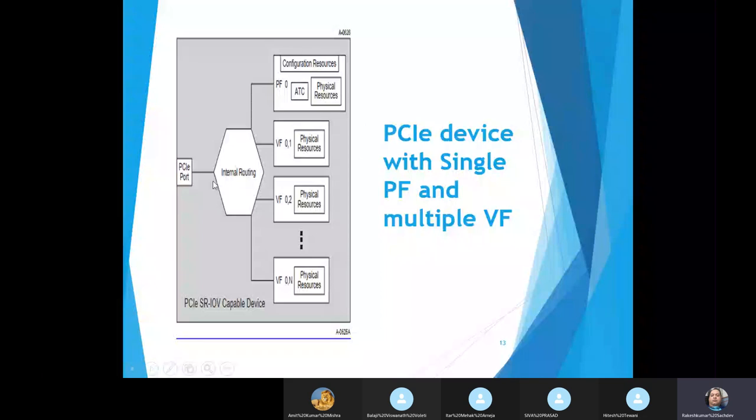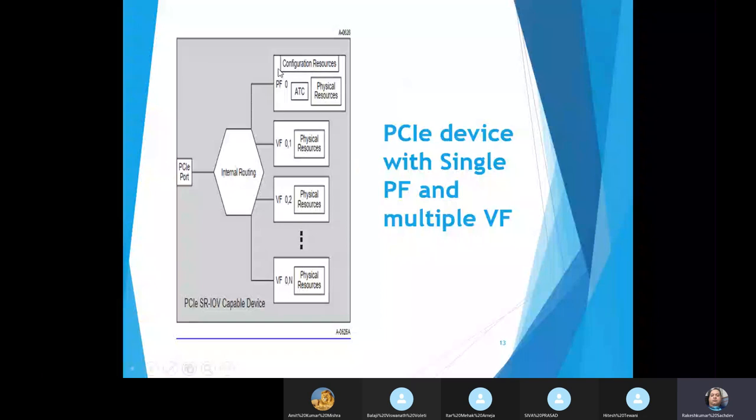Now we have a PCIe SRIOV capable device. Why are we calling it an SRIOV capable device? Because internally it knows, it actually supports SRIOV. The endpoint knows it supports SRIOV. The root complex doesn't know it supports it; it is just doing this SRIOV transaction. Whenever a memory write comes here, it will be routed internally.